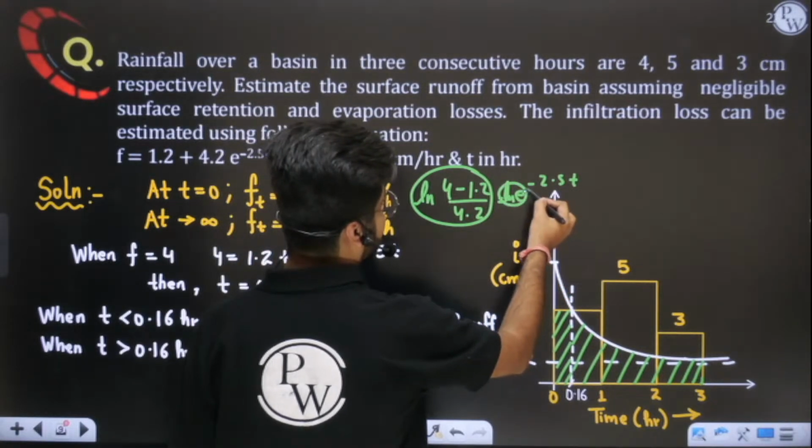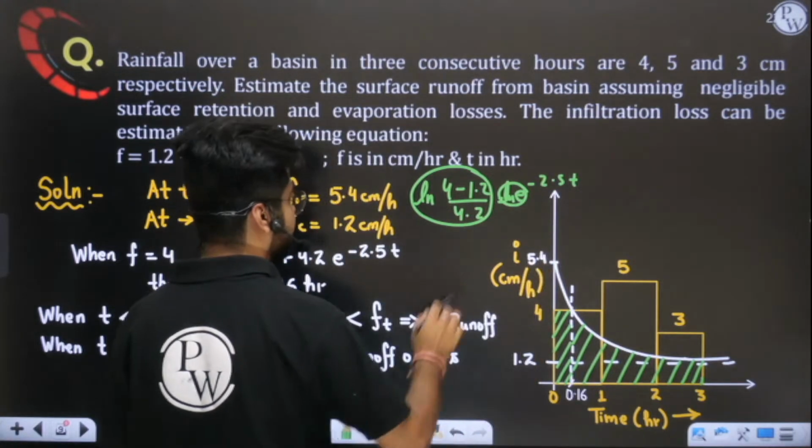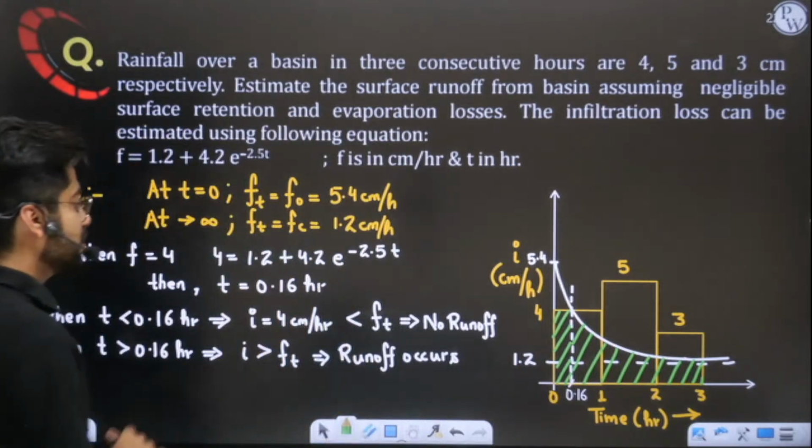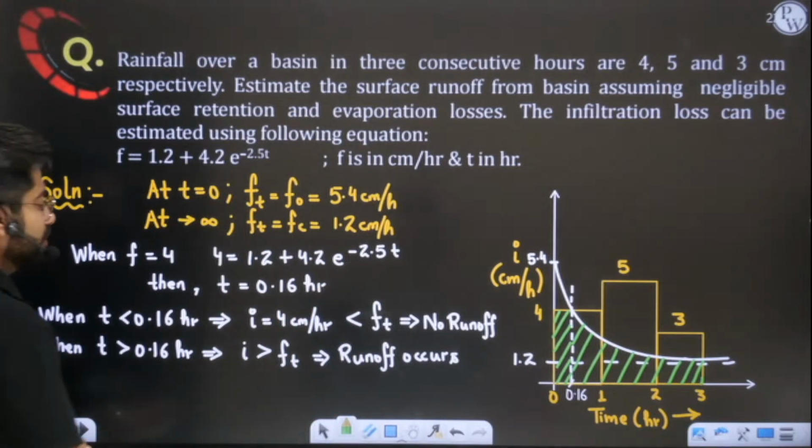This will be 1, and minus 2.5t will come back side. Okay, so take natural log, not log base 10. This is the mistake that you are committing, I guess. Okay, now how will I find infiltration?